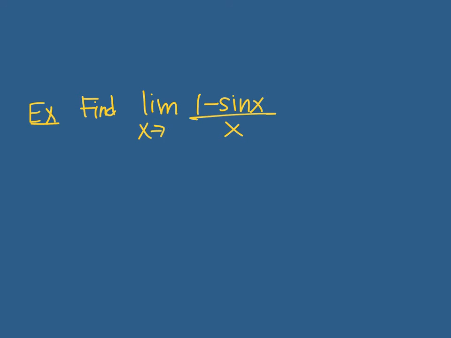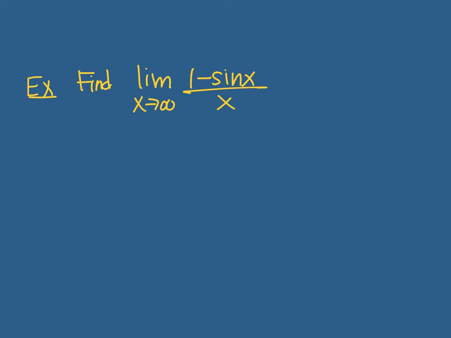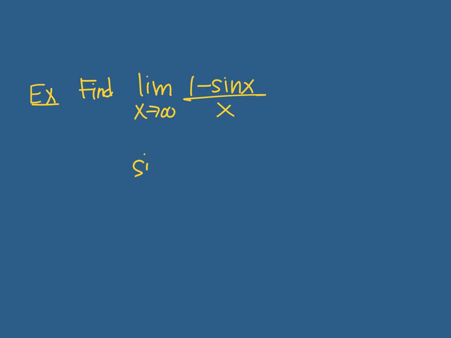All right, let's try. Find the limit of 1 minus sine of x over x as x approaches infinity. So you're going to start with the exact same thing because it has a trig thing in it. Okay, so we're going to start with sine of x between negative 1 and positive 1.